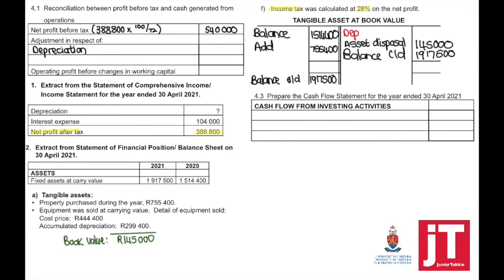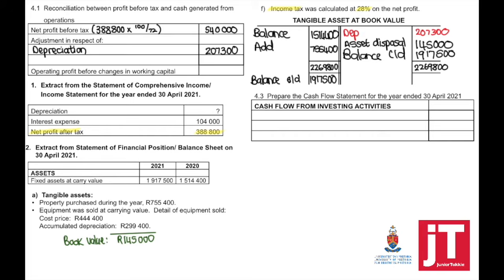I'm now going to take the information where it's supposed to go. The balance in the beginning plus additions minus disposal at carrying value. Now, this is at carrying value. We had to calculate that. They provided us with the cost and they provided us with the accumulated depreciation. We've got the balance at the end, so now we can calculate the depreciation, and that will reflect in my adjustment in respect of depreciation.